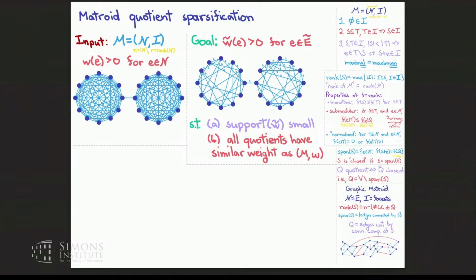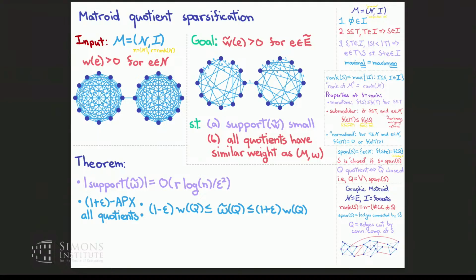Okay. So for this then, this is what we're able to get. The number of elements I take, or the support of the weight, however you want to look at it, is going to be proportional to the rank of the Matroid, r log n over epsilon squared. And it's going to preserve the weight of every quotient up to this error parameter. So if you want 10% error, this will become 100 times r log n. And you can do it fast and things like this, but that's okay.